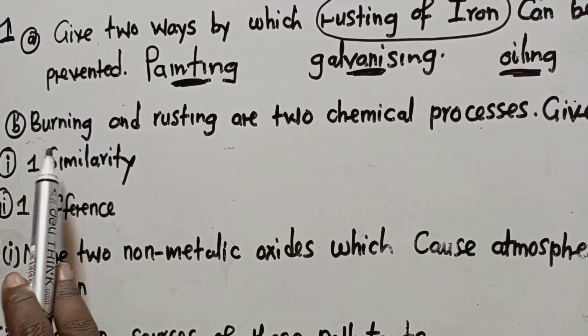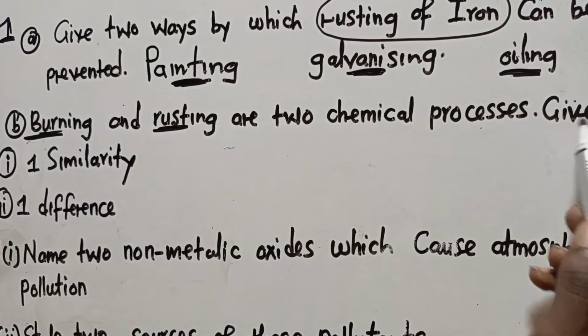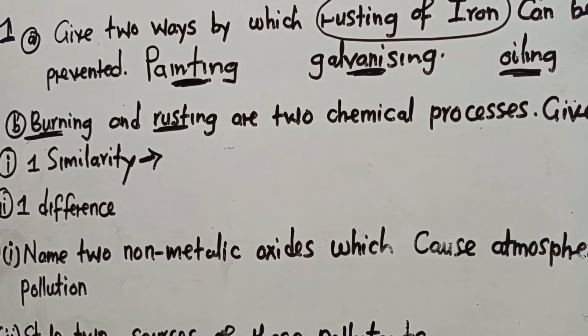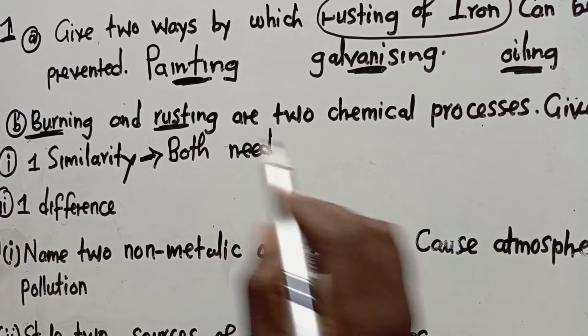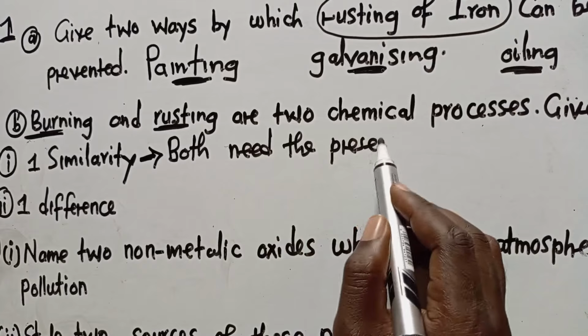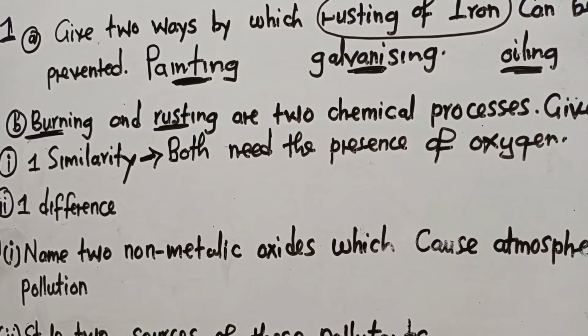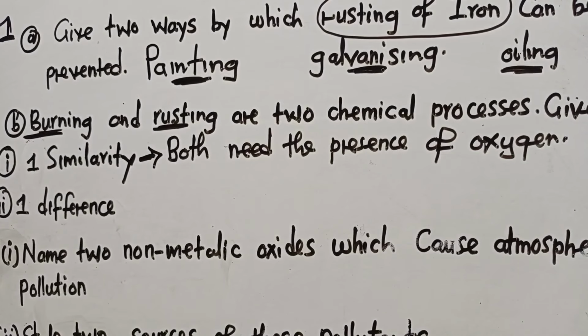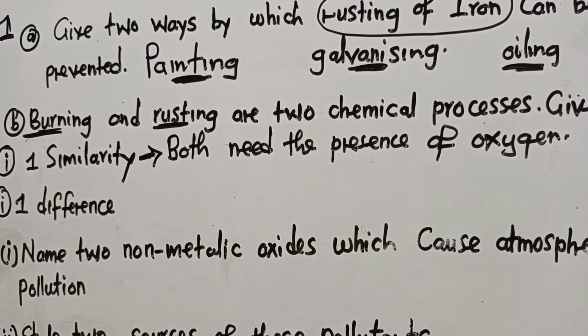Then we move to this other question. Burning and rusting are 2 chemical processes. Give one similarity. Which property is common in both burning and rusting? For these 2 processes to occur, both need the presence of oxygen. This is a similarity that you need to understand. Both oxygen and moisture are necessary for rusting. So when we go for a similarity, both need the presence of oxygen.